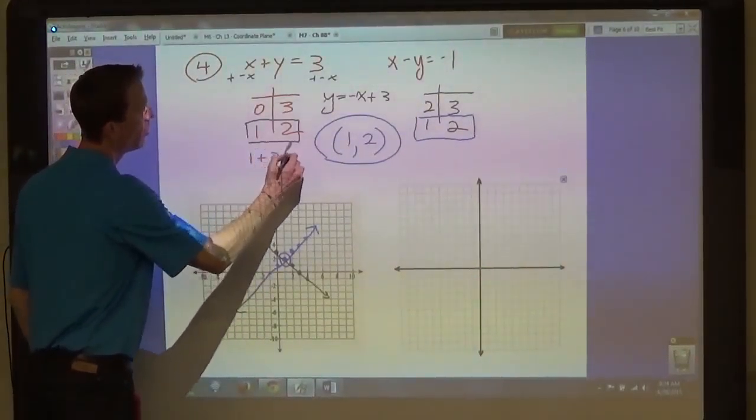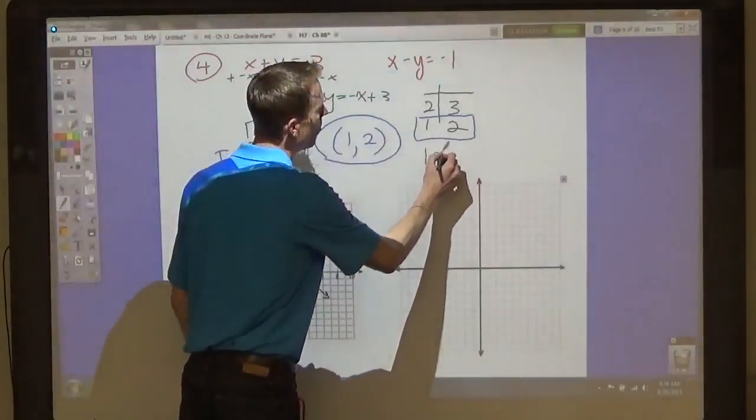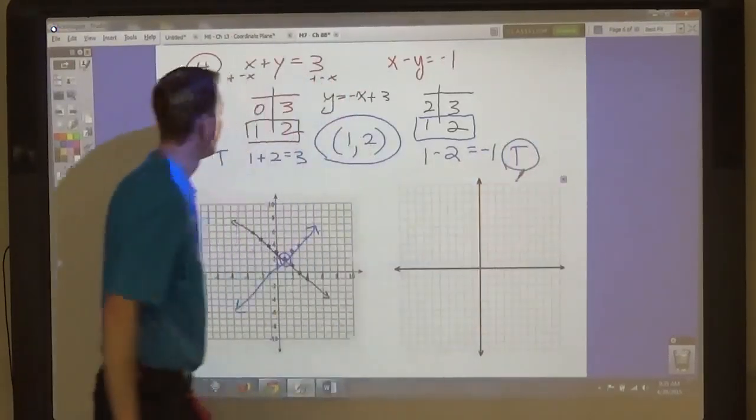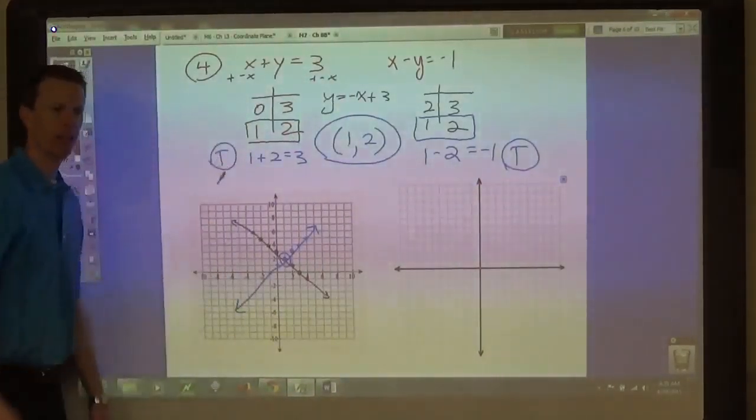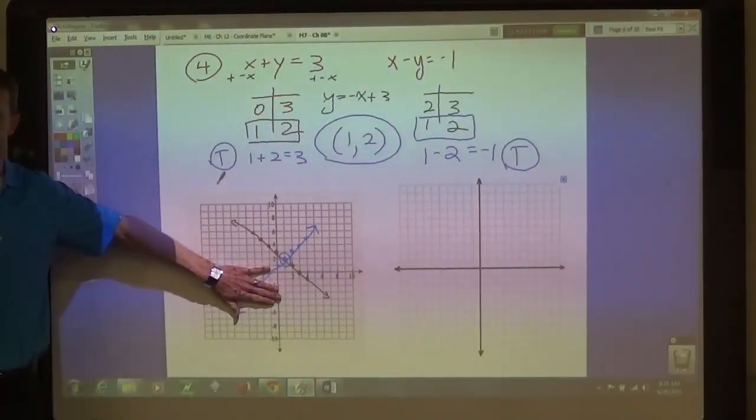We should check the solution. 1 plus 2 equals 3, that's true. And 1 minus 2 equals negative 1, that's true. Okay? Any questions on this one? On this process?